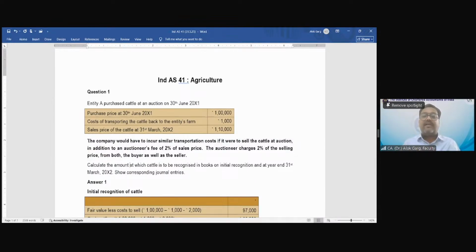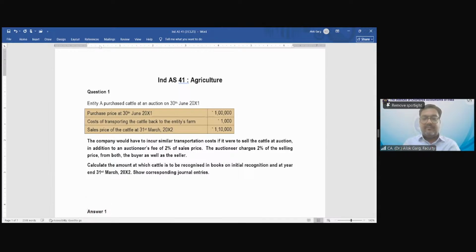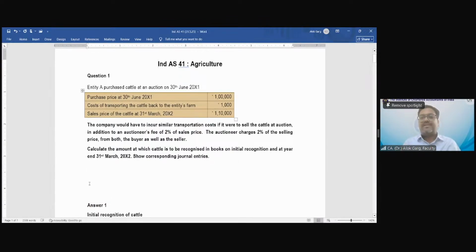Calculate the amount at which cattle is required to be recognized in the books on initial recognition and at the year end 31st March 20x2. So the corresponding journal entries also. Good question. Tell me the answer. One lakh less 3,000, 97,000.